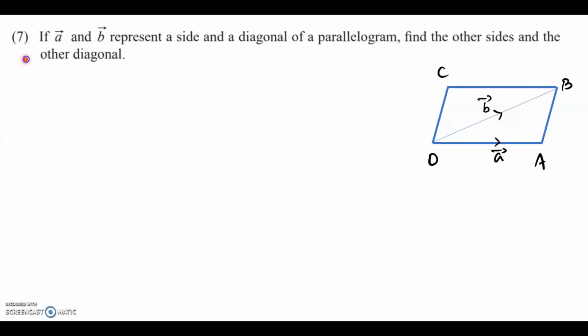Okay, in the next question, vector A and B represent a side and a diagonal of a parallelogram. So you have the parallelogram OABC, and we are defining A as a side and vector B as the diagonal, because it says A and B represent a side and a diagonal of the parallelogram. Find the other sides and the other diagonal. So you need to find AB, CB, OC, and you also have to find AC, which is the other diagonal.